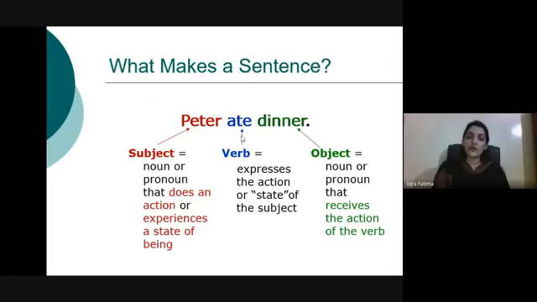Third part of the sentence is dinner. That is the object, and that will also be composed of a noun or pronoun. So the object is that noun or pronoun that receives the action. So this subject, this verb and this object, these three things combined together can make a complete sentence. Now, Peter ate dinner is a complete sentence.